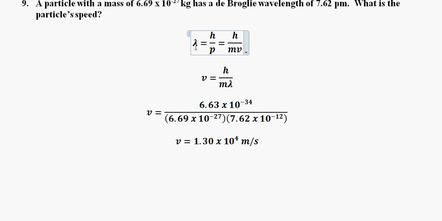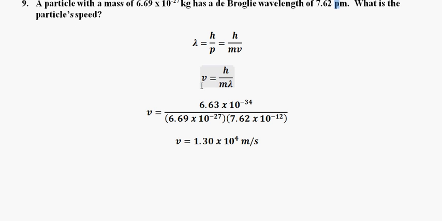Rearranging this part of the formula and this part of the formula, I'm asked a question about velocity, so I just cross-multiplied and got that the velocity is equal to Planck's constant divided by the mass times the wavelength. A particle with a mass of 6.69 times 10 to the minus 27 kilograms has a wavelength of 7.62 picometers. Pico is 10 to the minus 12. What is the particle's speed?